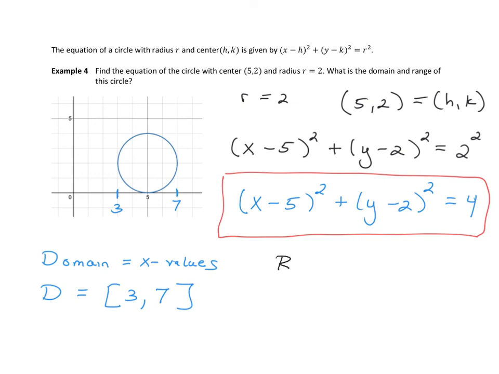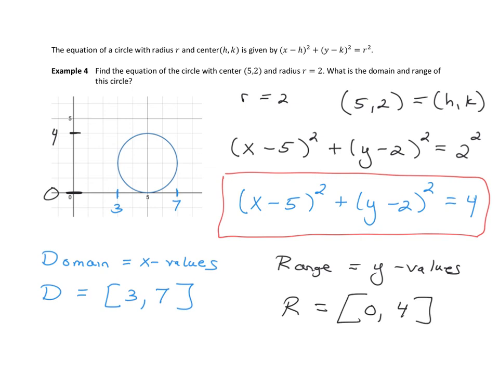Now for the range, which is the y values, call that R. The smallest y value is down here at 0, and the largest one is up here at 4. So this is the smallest, this is the largest, and you get everything in between because that's where the circle lies. We'll write this as the closed interval from 0 to 4. So I'm using brackets because we're including both 0 and 4.